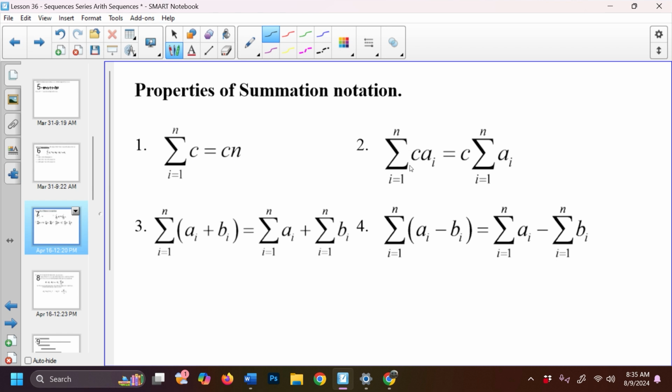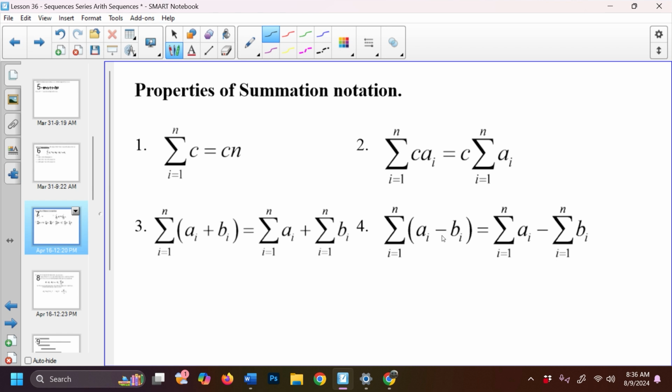If you are multiplying every term in a series by a constant, you can factor that constant out. If you are adding up a series that is based on two formulas, you can calculate the sum of the first formula, calculate the sum of the second formula, and then add those together.